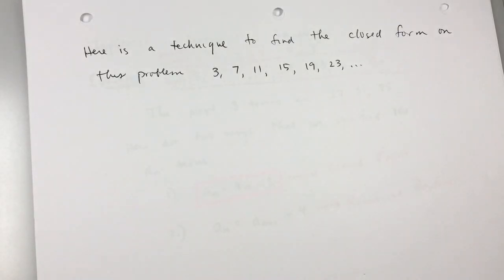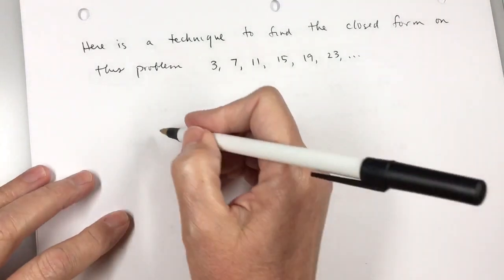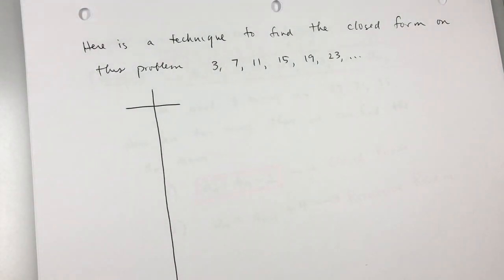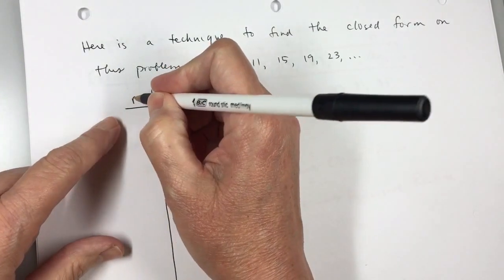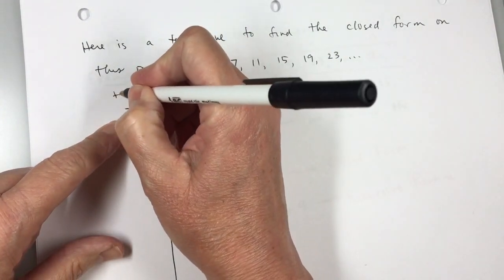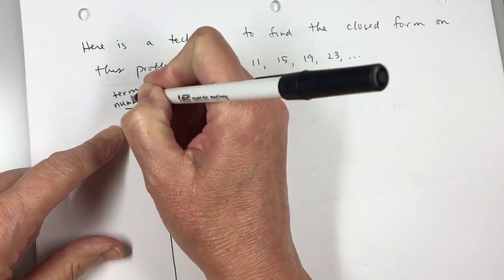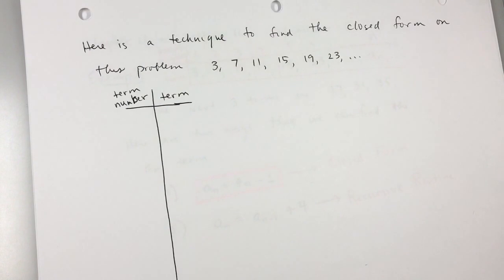I would take this problem, if I'm looking for the closed form, and maybe write it as a T-chart. You know, you've done a lot of T-charts in algebra, X, Y. This is a T-chart where I don't want to write N right there, I want to write term number. And the term, so the term number is the sort of independent variable, and the term is the dependent.